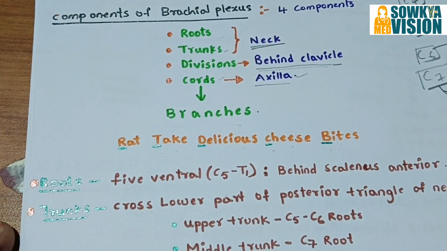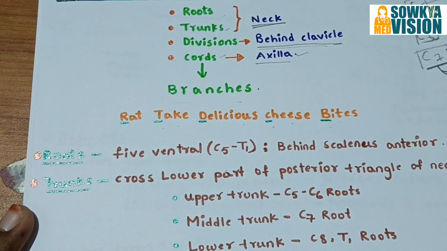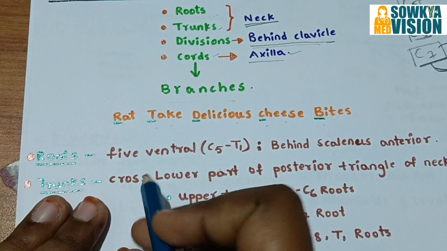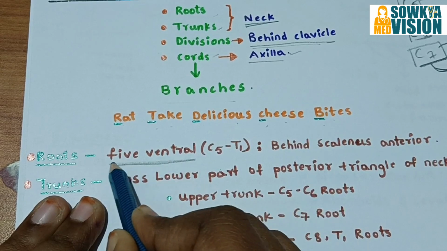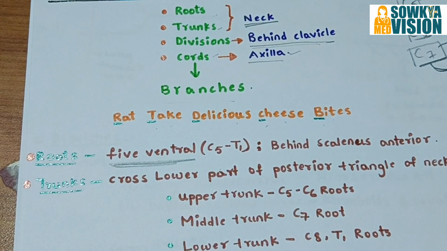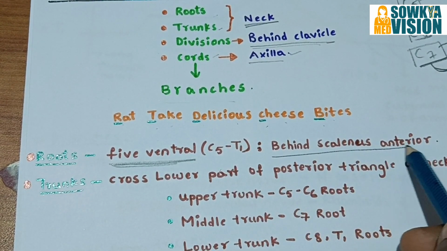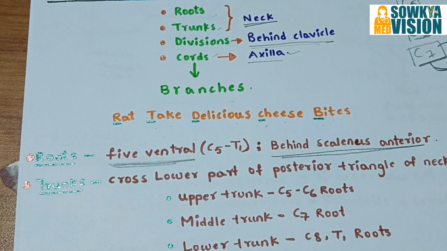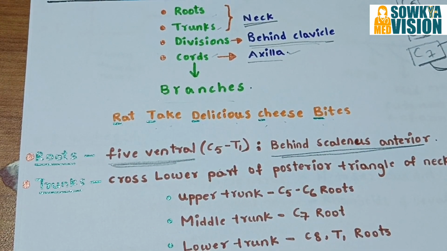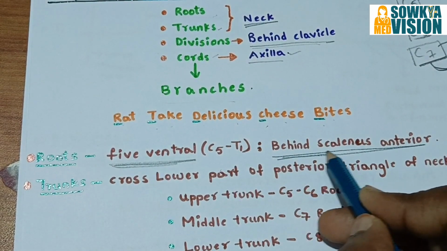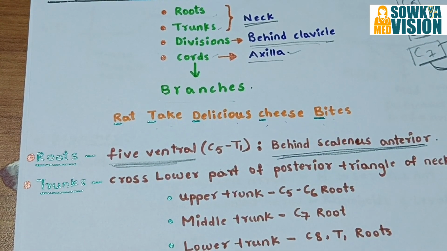Now, let's see each component. Roots. What are roots? These are 5 ventral roots. Yes, what are they? From C5, C6, C7, C8 and T1. Yes, where are they present? They are present behind scalenus anterior. Yes, it is a muscle in the neck region. So the roots are present behind scalenus anterior.